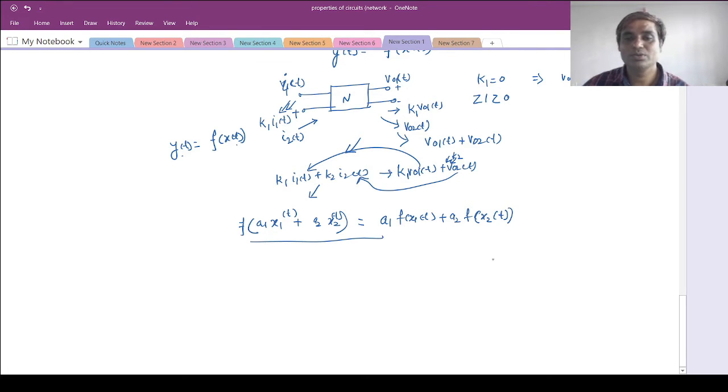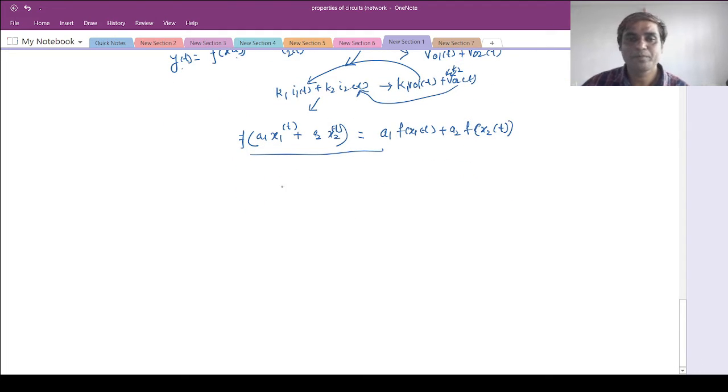Okay, so let us take one example. Suppose I have the relation between output and input as p of t is equal to R i square of t. This relation we know, that is the power absorbed by R. Now suppose R is constant. Let me check whether this system is linear or non-linear. Suppose p of t is my output y of t, and R and input i square of t is my x1 of t.